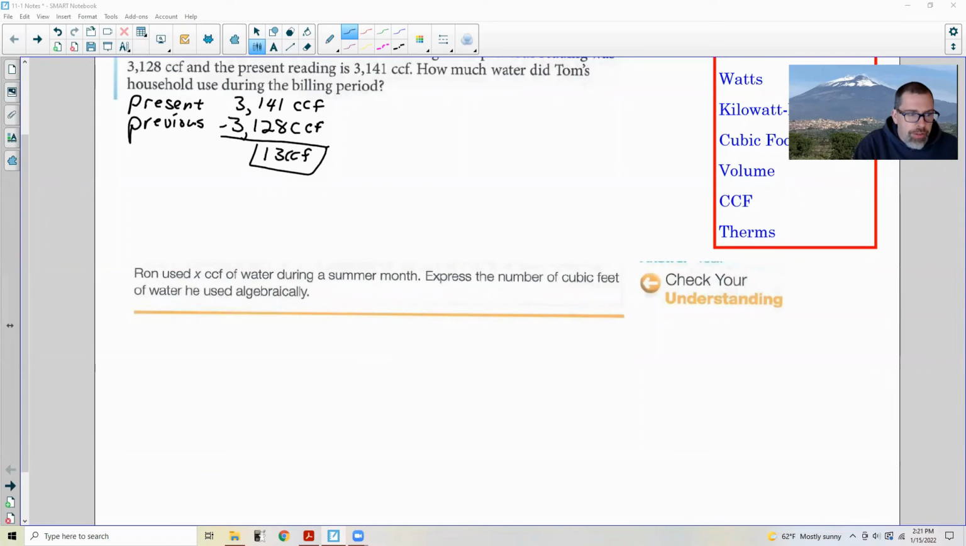Okay, so now the check your understanding says Ron used x CCF of water during a summer month. Express the number of cubic feet of water he used algebraically. All right, so this is just reminding you that this C right here means 100. So this answer is just simply 100x, because the number of cubic feet is this other CF. So the C in front's 100, so it's 100 times what he used, or 100x.